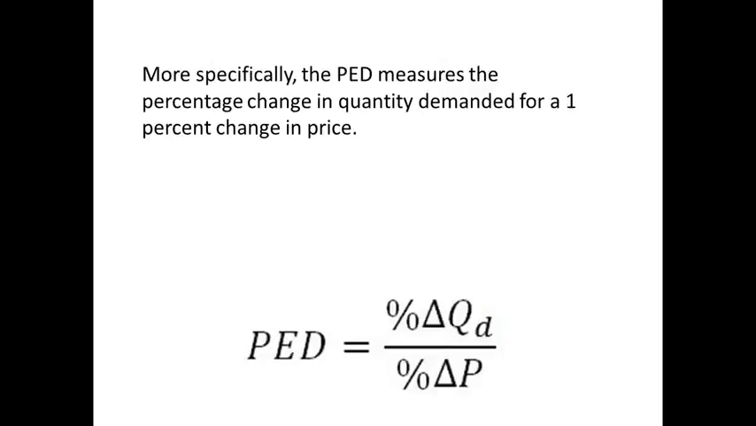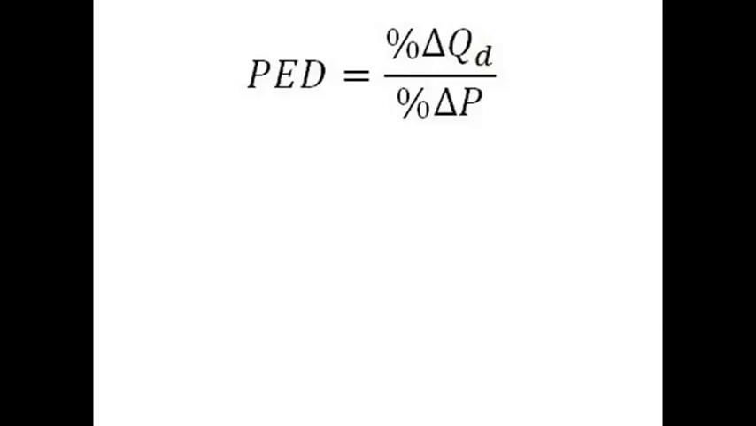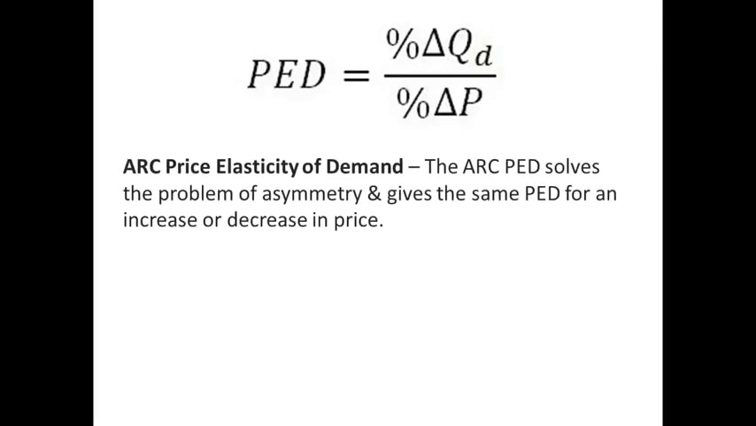The formula for price elasticity of demand is the percentage change in quantity demanded divided by the percentage change in price. We also have the arc price elasticity of demand. The arc price elasticity of demand formula solves the problem of asymmetry and gives the same price elasticity of demand for an increase or a decrease in price.